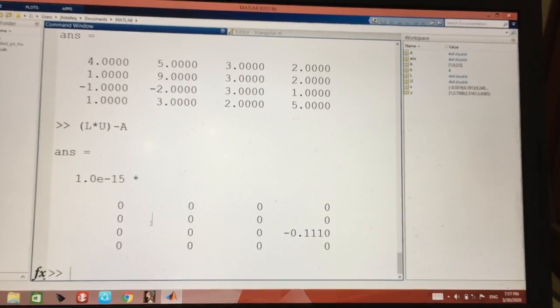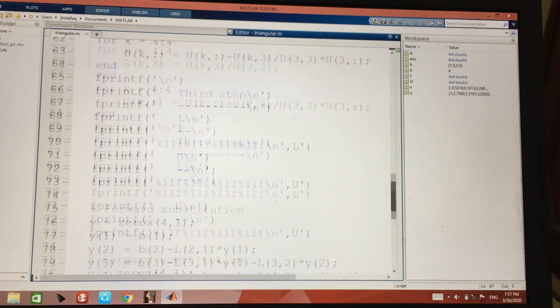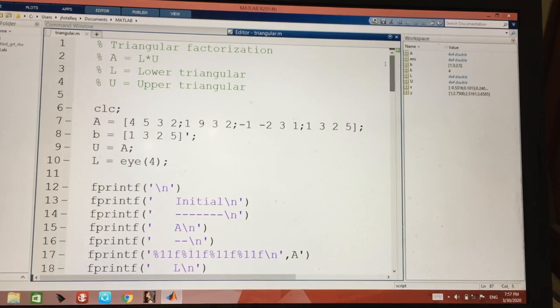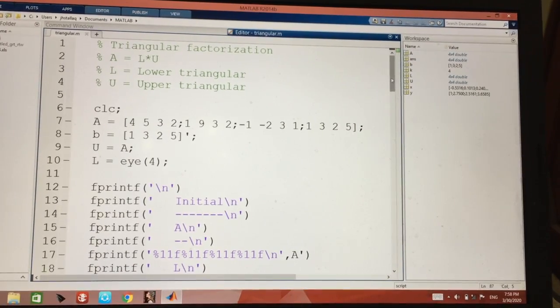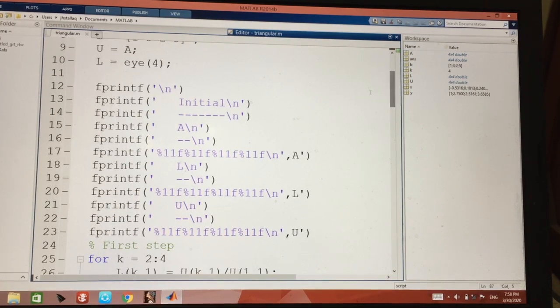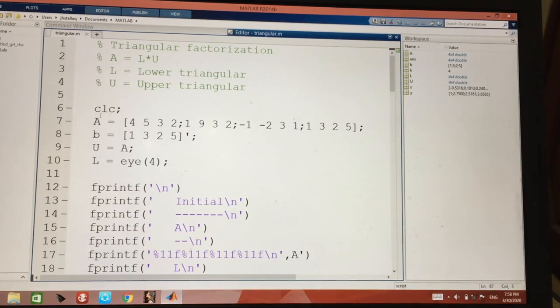Okay. I will upload this program here for you. This is the program. Its name is Triangular. I'll upload it to you through the Blackboard and through the WhatsApp group also. I want you to type it, understand how it works, and run it. Change the matrix A, change the matrix B. Do the things the same way.